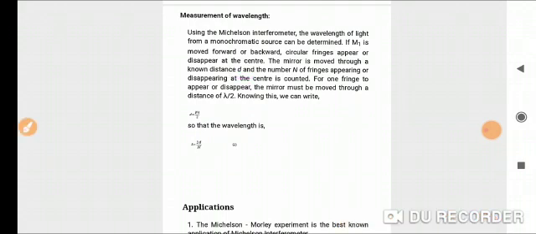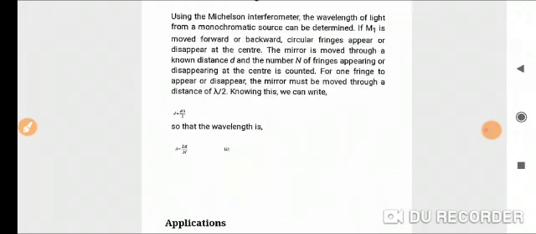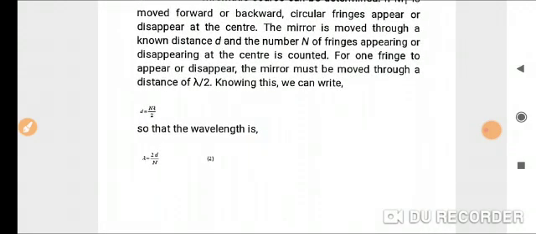For one fringe to appear or disappear, the mirror must be moved through a distance lambda by 2. Knowing this, we can write small d is equal to n lambda divided by 2. So the wavelength of monochromatic light is given by lambda is equal to 2d divided by capital N. This is the calculation of the wavelength of monochromatic light.